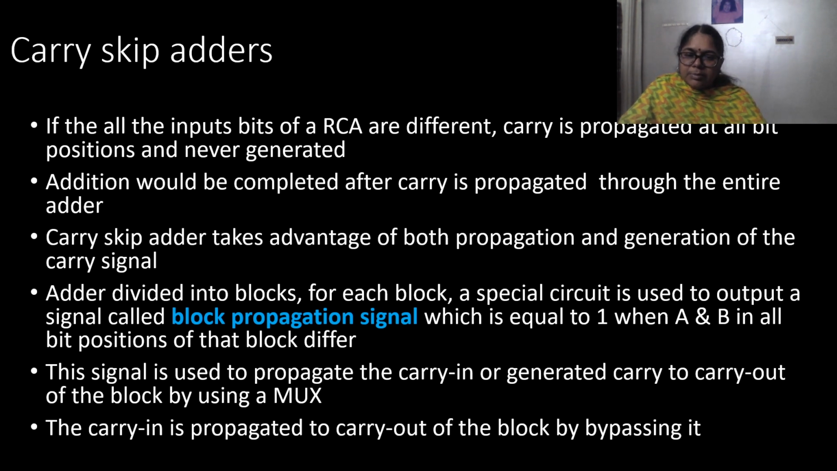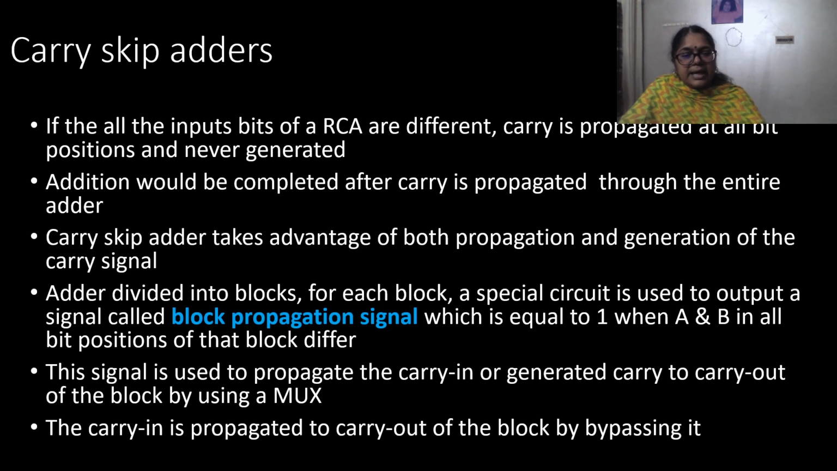When the A and B inputs given to each full adder of the ripple carry adder are different. Different means one is 0, another is 1. Then we know that if the input bits A and B are different, the carry is just going to be propagated. So if all the values of A and B are different, then the carry is propagated and never generated. Then addition would be completed after the carry is propagated through the entire adder. Now, carry skip adder takes the advantage of both propagation and generation of the carry signal.